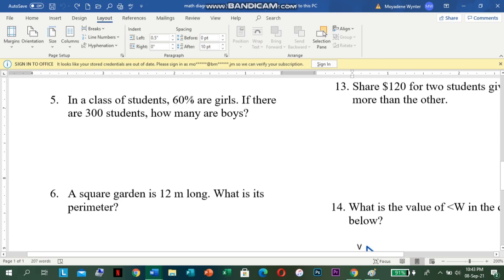All right? So 60 out of 100 students are girls and 40, because 60 plus 40 makes 100. So if 60% are girls, that means 40% are boys. So if there are 300 students, how many boys are in the class? We're going to find out how many boys, because the question asks if there are 300 students, how many are boys? We already know that 60% of the students in the class are girls.